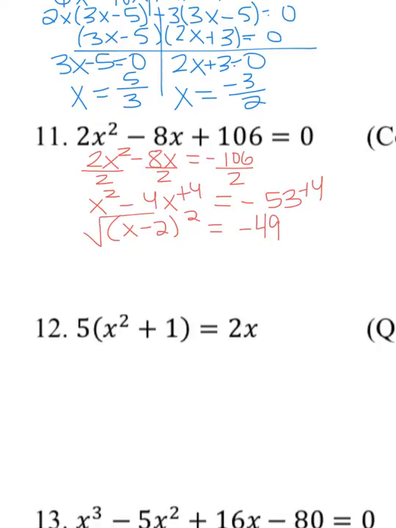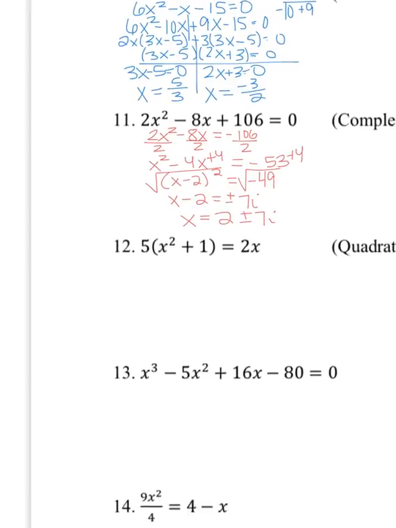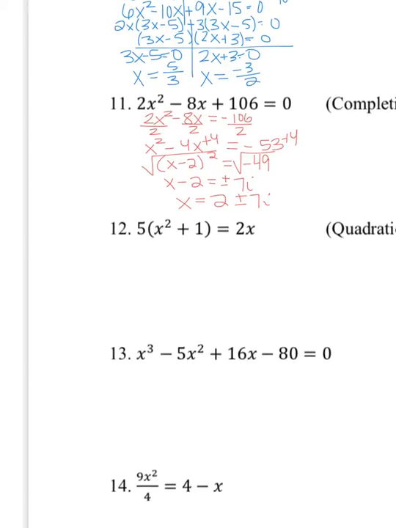So now when I go to take the square root, I have x minus 2 equals plus and minus the square root of negative 49. So the square root of 49 is 7. The square root of negative 49 is 7i. So we have imaginary answers for number 11. So the last thing I would do is just add over the 2, and that 2 is going to go out front. So 2 plus and minus 7i. Those are my two answers for number 11: 2 plus 7i, 2 minus 7i. They are what's called conjugates.